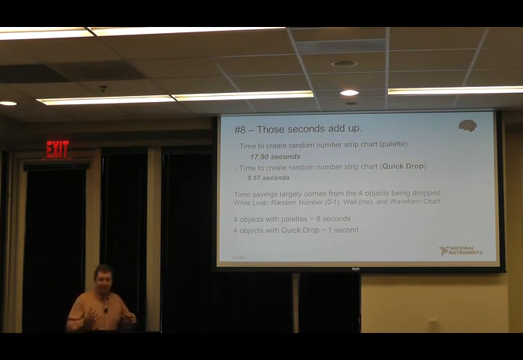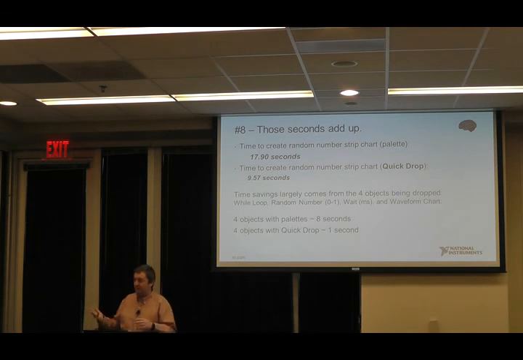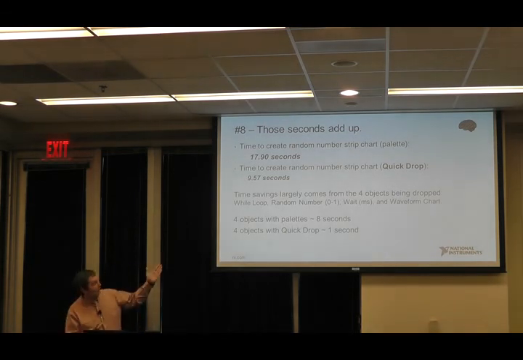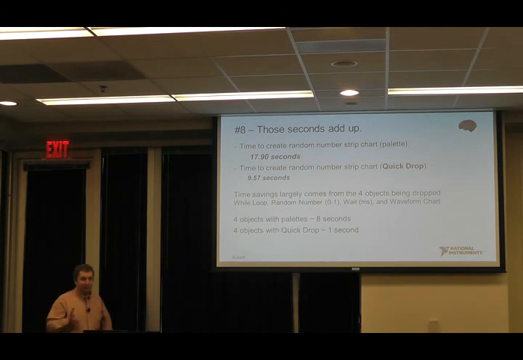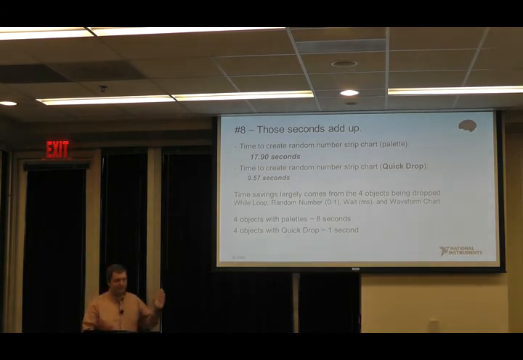Well, there's 4 objects you have to drop when you make that VI: the chart, the random number, the while loop, and the wait. And 4 objects from my previous data takes about 8 seconds to drop from the palettes, just cumulatively if you just take the drop time. 4 objects with QuickDrop takes about 1 second. So that is undeniable time savings, even when you know exactly where the things are in the palettes, by using QuickDrop over the palettes.